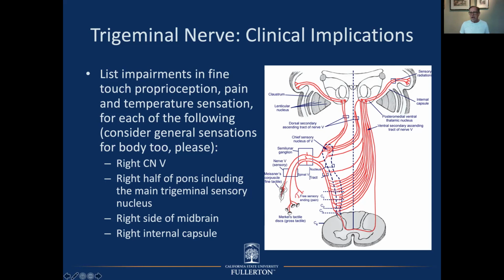Same thing for the internal capsule. If the damage is in the right internal capsule, all the losses will be on the left. And by the way, could you discern the difference between a lesion in the right midbrain and the right internal capsule? Yes, you could, but not by testing sensation. We'll have to look at other functions, and you'll see about that later, but not by testing fine touch, proprioception, pain, or temperature. No, you could not.